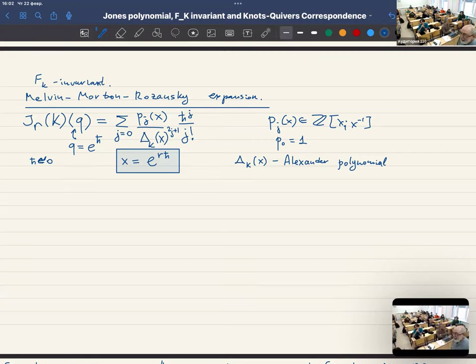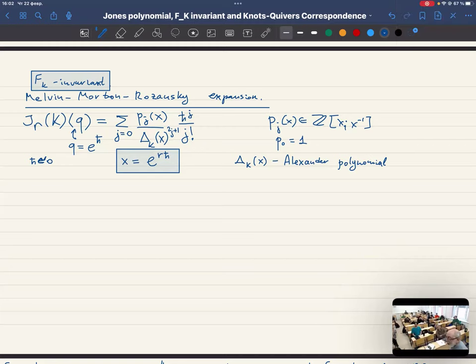The finite type knot invariants are the coefficients of the power series expansion of these polynomial invariants under the exponential substitution. Okay.